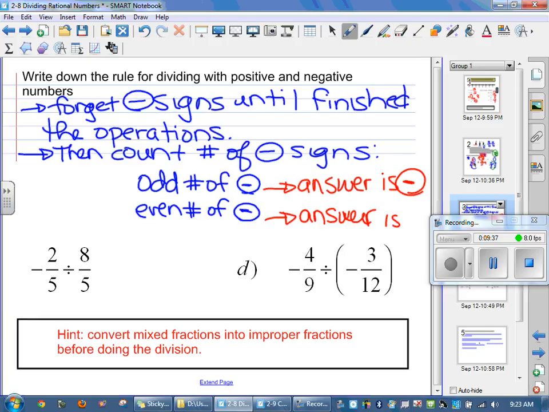All right, so let's take a look at our next example down here. We've got example C. Okay, there's example C right here.